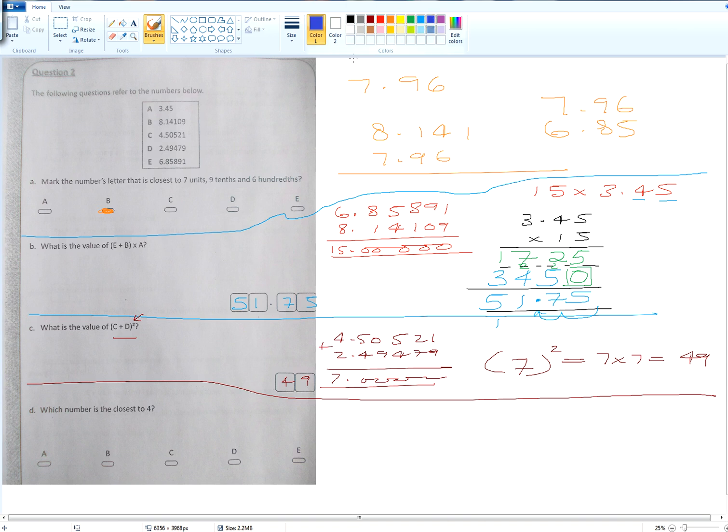Okay. What's happened to me? Okay. Which number is the closest to number 4? Closest to number 4. Musab, are you okay? I'll probably have to sit.